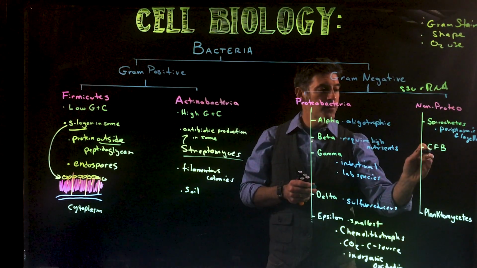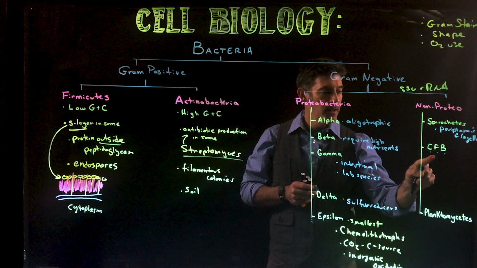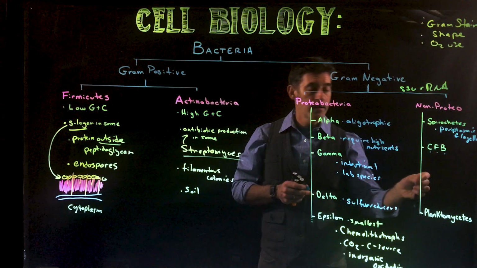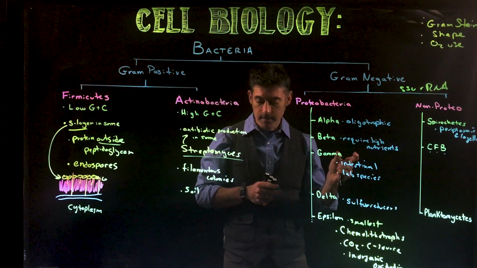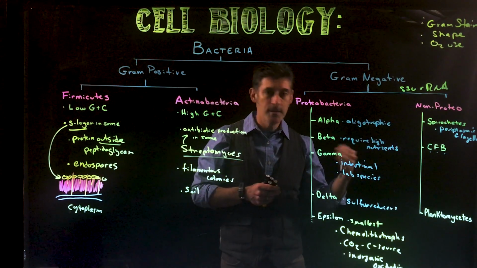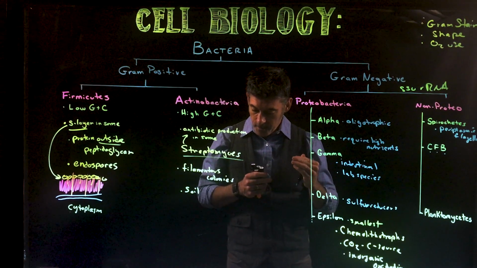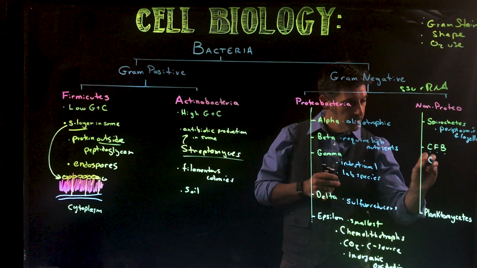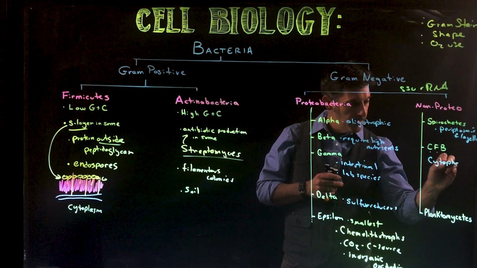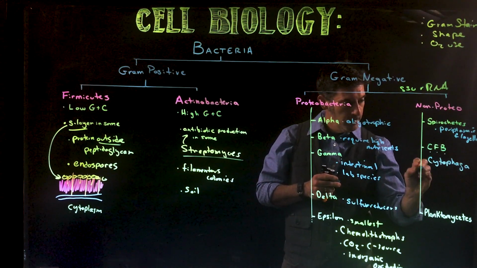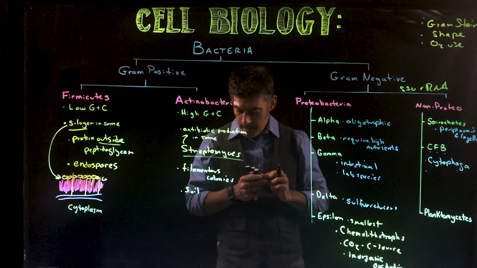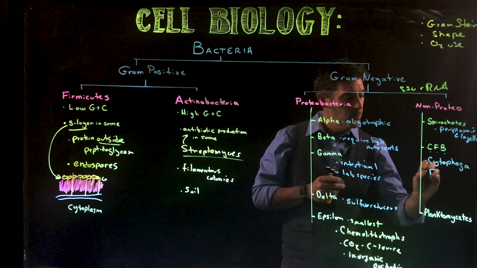CFB is actually three different groups of bacteria that are all kind of lumped together. The C and the F and the B is the first letter of each of these groups. So the first group is the Cytophaga. The second group, the F, is the Fusobacteria.